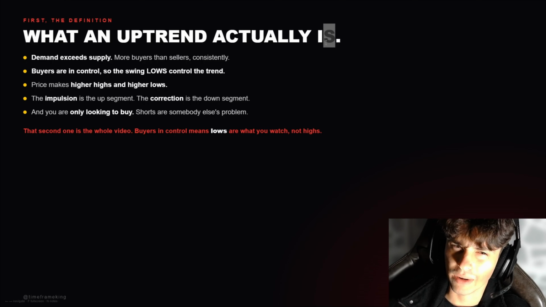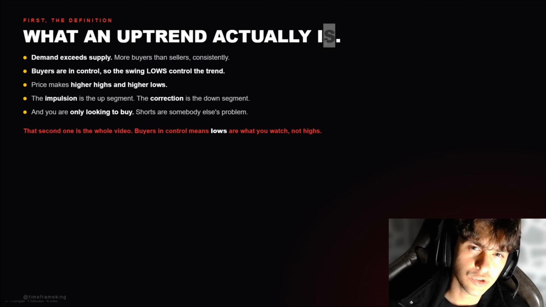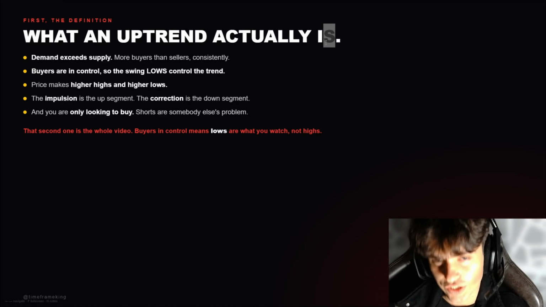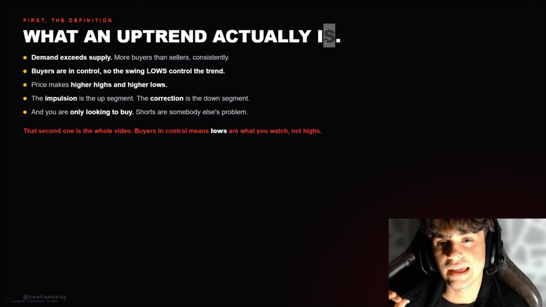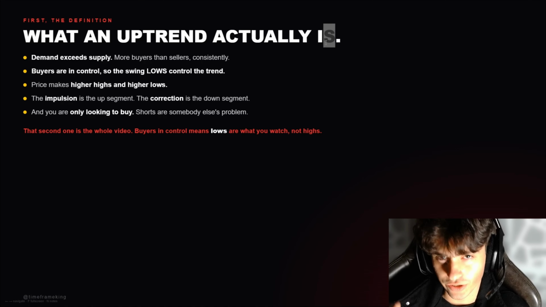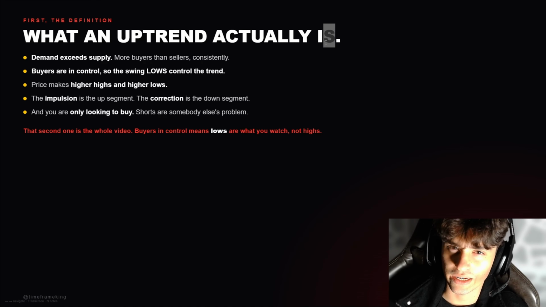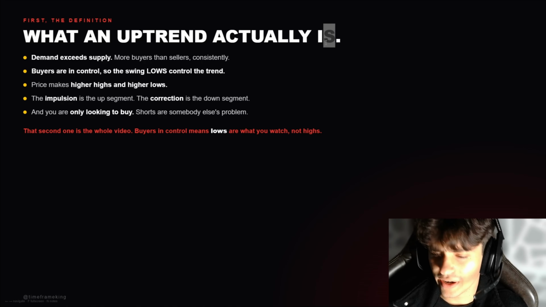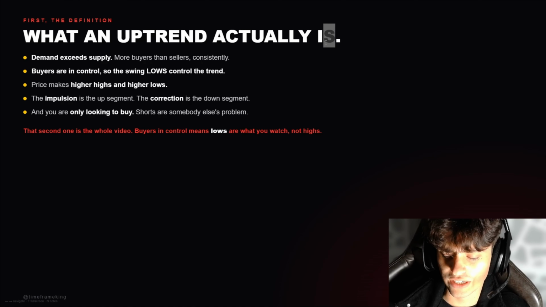Demand is beating supply. There's always more buyers than sellers, consistently. Price is making higher highs and higher lows. The impulsions move up, corrections move down, but you knew that a little bit already. And because the buyers are in control, the swing lows are controlling the trend. So if you are in an uptrend, you're only looking to buy. That is somebody else's problem if they're trying to short.